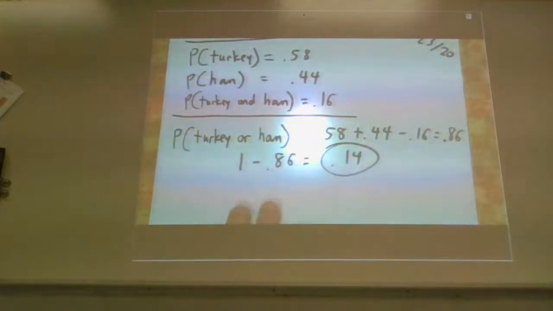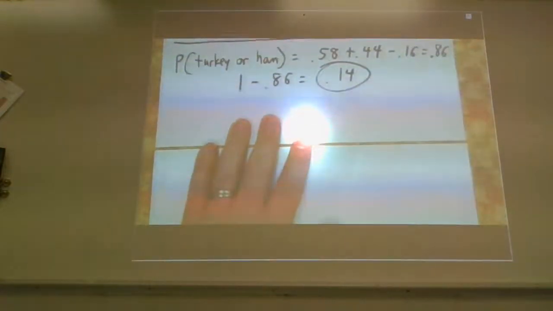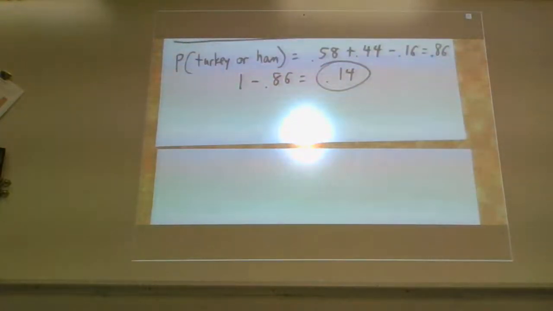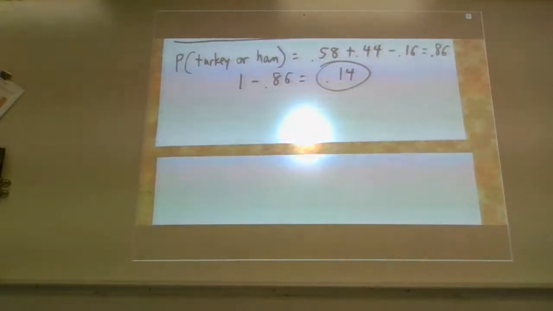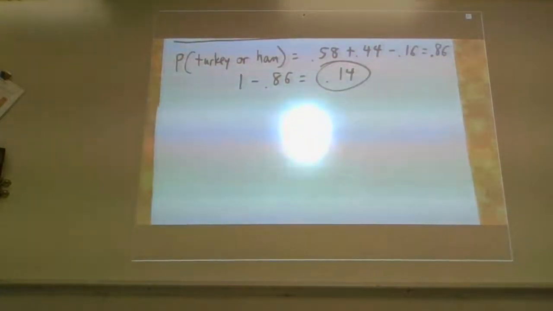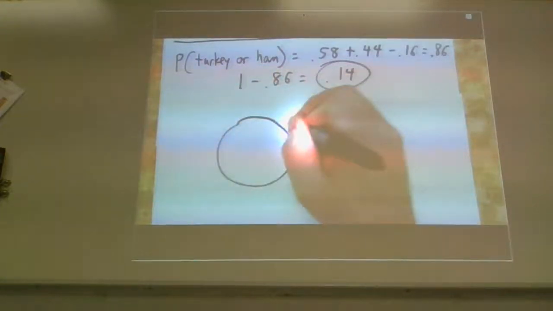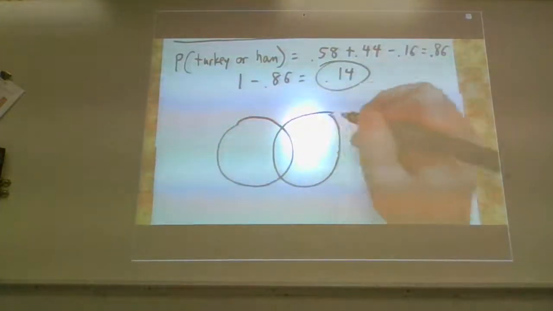Here's an alternative way of getting the answer to said question, if you needed to visualize this thing: you could create a Venn diagram. Anybody create a Venn diagram? Okay, that's fine. It's just one way of visualizing the problem. So if you would, copy down said Venn diagram.